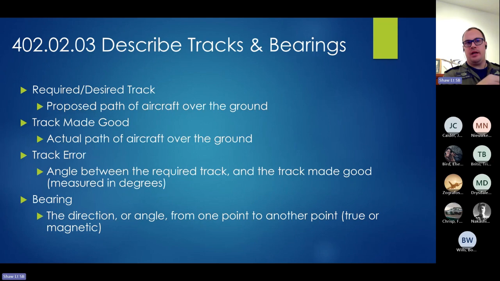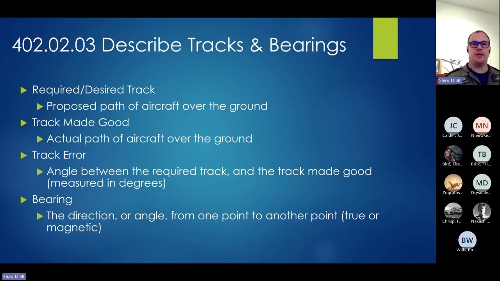Track made good is the actual path of the aircraft over the ground. It's a bit of a funny term, but really the easy way to remember is our required or desired track is what our plan is on paper. Track made good is what actually happened. Does that make sense? Hopefully that makes sense for you guys. Let me know if it's not hitting home, but you need to know the difference. Need to know these definitions.